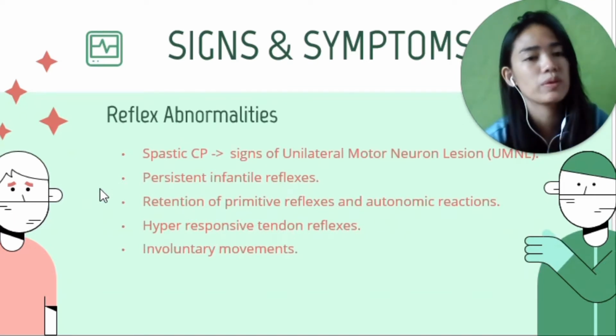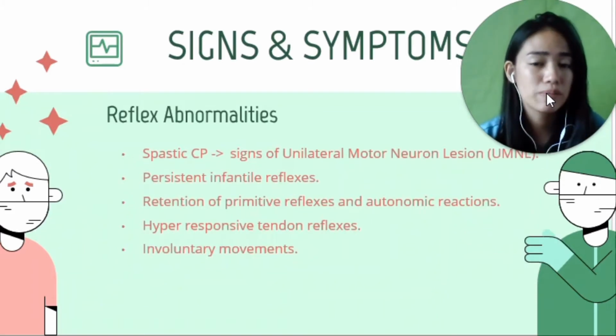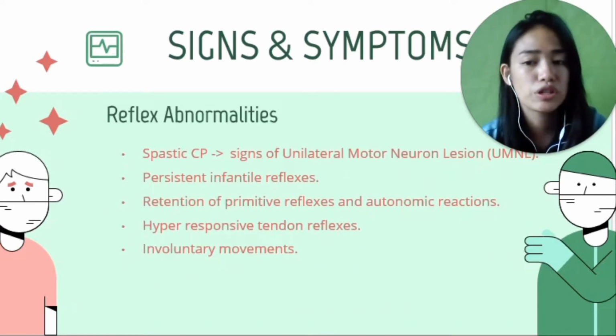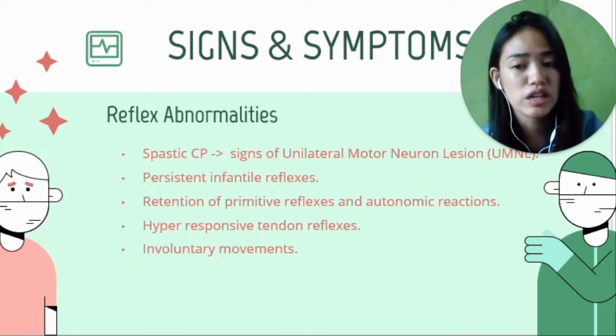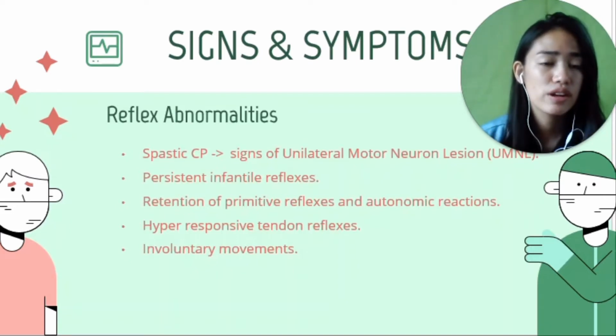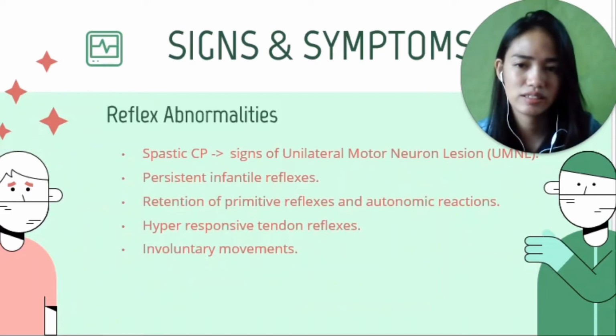Next sign and symptom for cerebral palsy is reflex abnormalities. So patients with spastic cerebral palsy may exhibit signs of upper motor neuron lesion, which is characterized by hyperreflexia, clonus, enhanced stretch reflex activity, and these are frequent signs of cerebral palsy, and adduction catch.